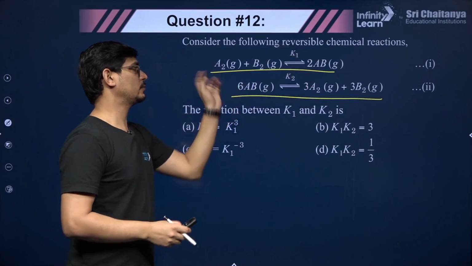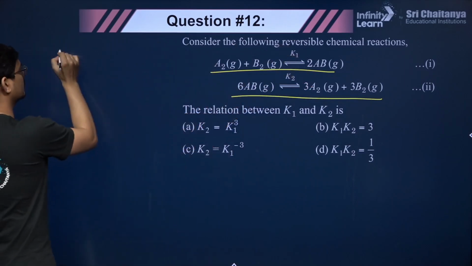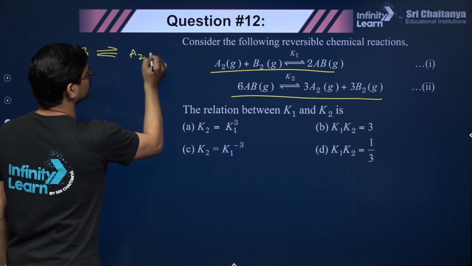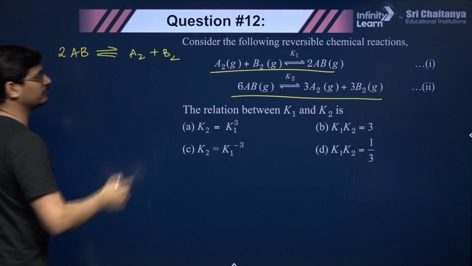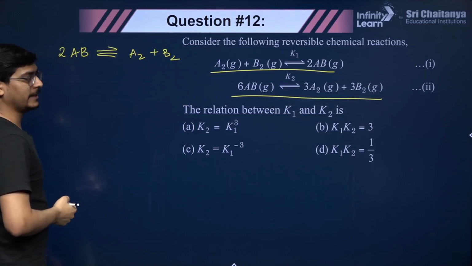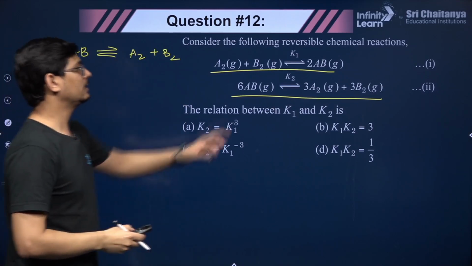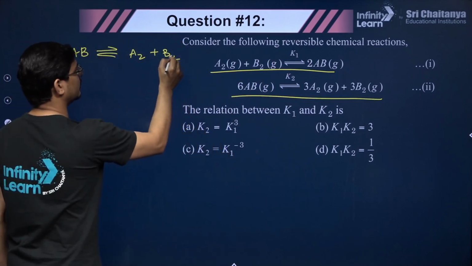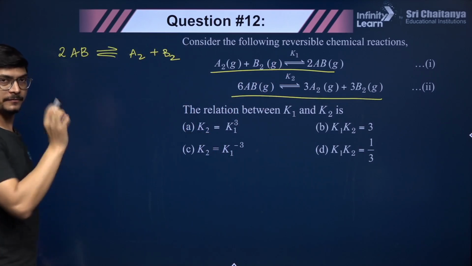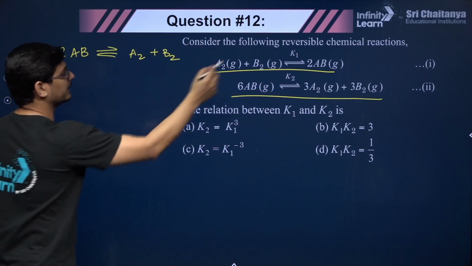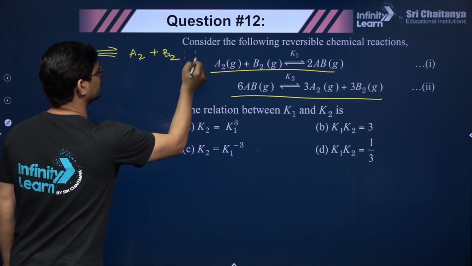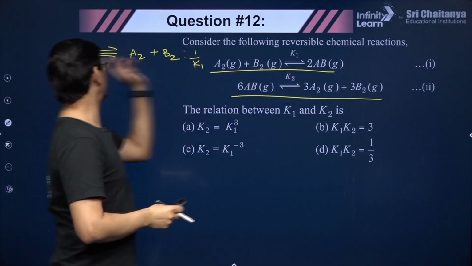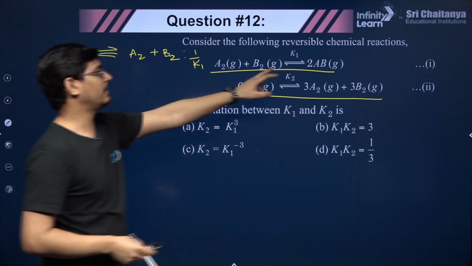First I will reverse this equation. So this will become 2ab giving a2 plus b2. Now please remember, when you reverse the first equation, the equilibrium constant gets reciprocated. I will not change the symbol for the equilibrium constant, but if this is k1, then this will be 1 upon k1. Am I correct? So when you reverse this equation, 2ab gives a2 plus b2. So you have reversed the equation.